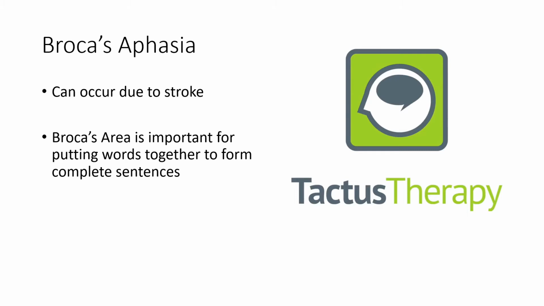And so when this happens, it's called, for instance, Broca's aphasia, if it's referring to Broca's area. You guys should know by now that Broca's area is important for putting words together to form complete sentences. So this video is going to show you somebody who has Broca's aphasia. And I can't remember if this was due to a stroke or not, but you'll be able to see what happens when this person is unable to put words together.